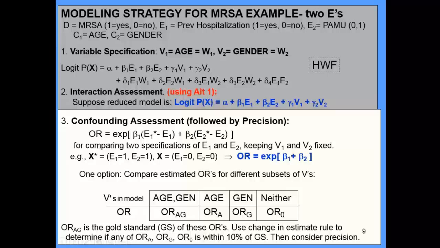So what would you do with this? What would you do with this, in terms of deciding whether there's confounding or not? What's the correct answer? The correct one is the gold standard one. And what you do is look at these other ones and say, do they change meaningfully, 10% say, from the gold standard? That's what you're going to do, the same thing.